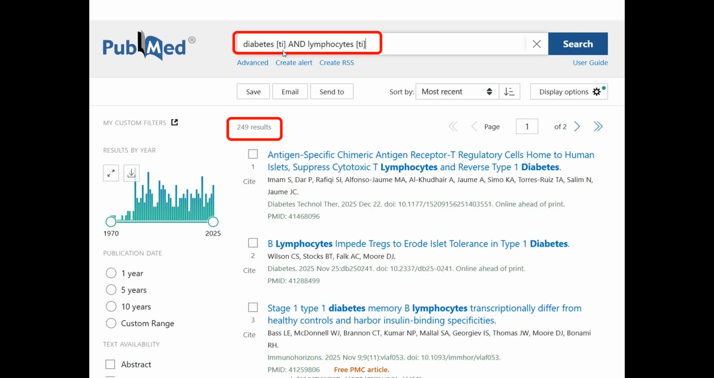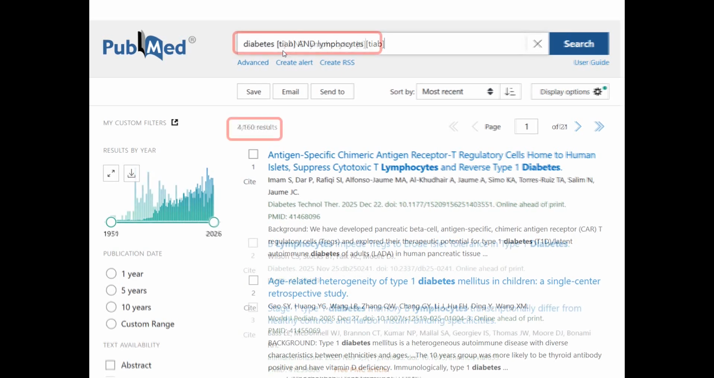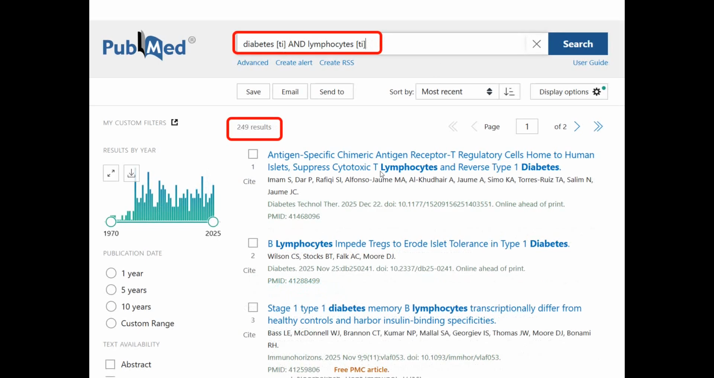I'm getting 249 articles. And when you look at the titles, you see that they have lymphocytes and diabetes, and they're very likely related to what I have in mind. So this is a much more specific search, but it has a downside. When you increase specificity, you decrease sensitivity.